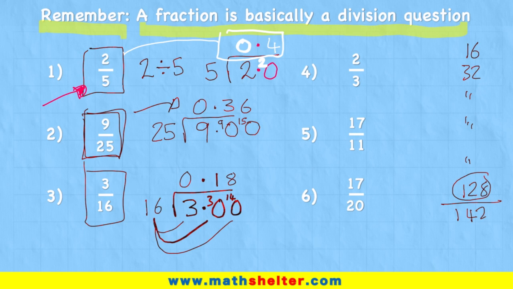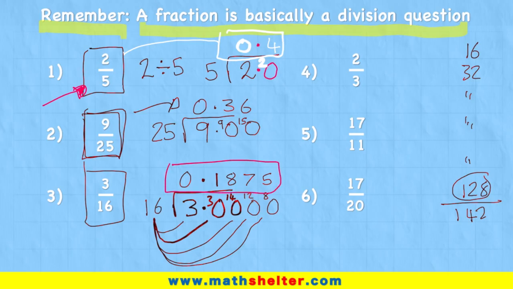But where can I put my 12? That's right, you've guessed it, add another 0. Put the 12 in front. How many 16s are there in 120? Well, I can get 7, but this time I have only 8 left over. Add it to another 0. How many 16s in 80? I have 5. So my answer to 3/16, the equivalent decimal, is 0.1875. Pretty challenging, that one.